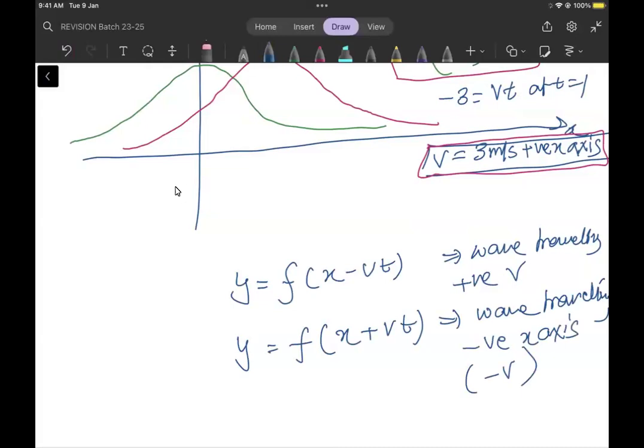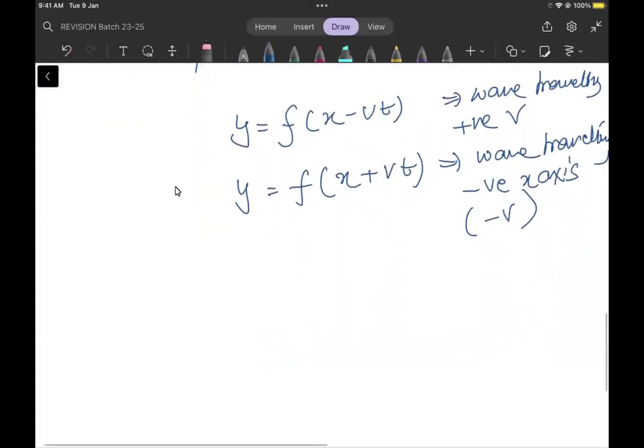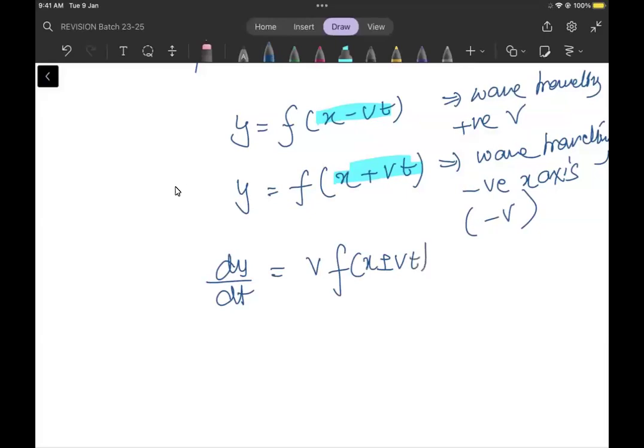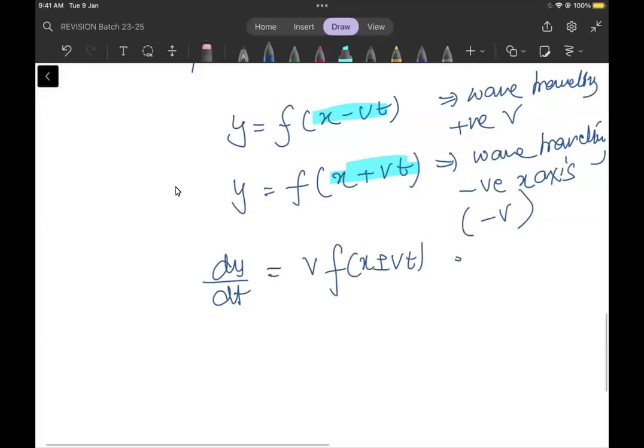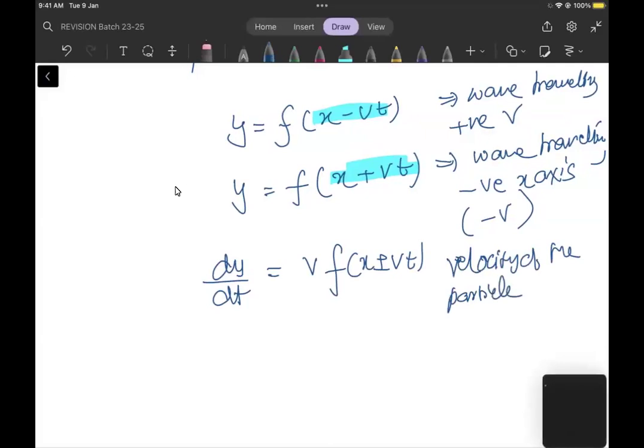So these equations represent a traveling wave. And like I said, this is the phase of the wave. This is the phase of the wave. And we also have dy by dt, which will be equal to something like v f of x plus minus vt. So this gives the velocity of the particle of the medium.